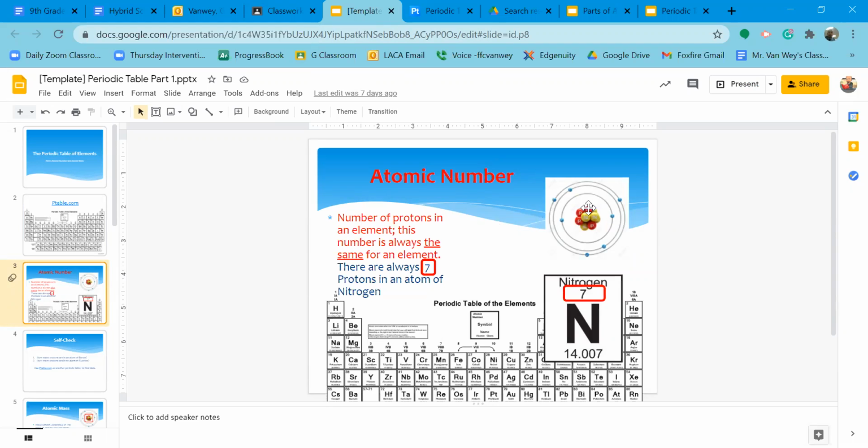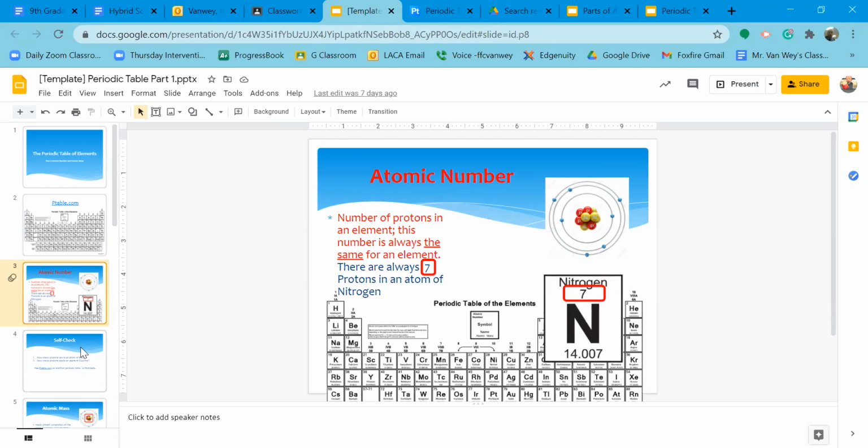Okay. Nitrogen always has 7. Okay. Carbon always has 6. Hydrogen always has 1. Okay. Sodium always has 11. Magnesium always has 12. There are different numbers of neutrons in each atom. Nitrogen might have extra neutrons, and its atomic number would still be 7. Okay.